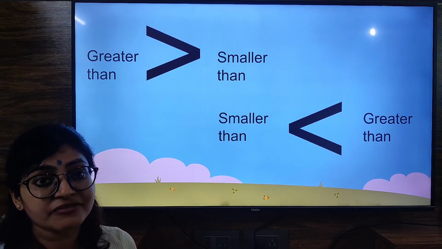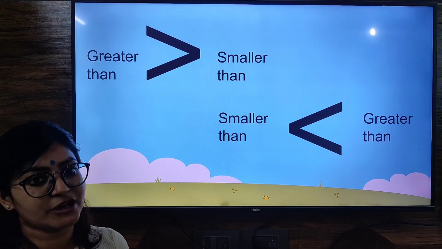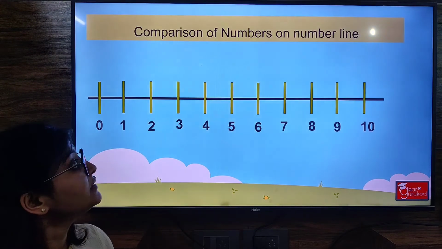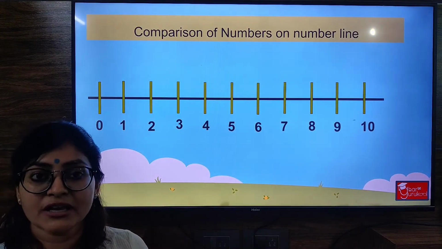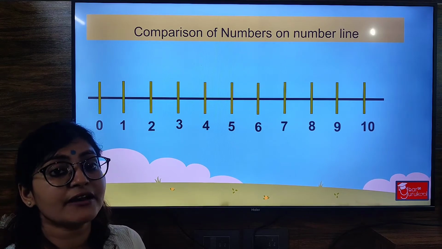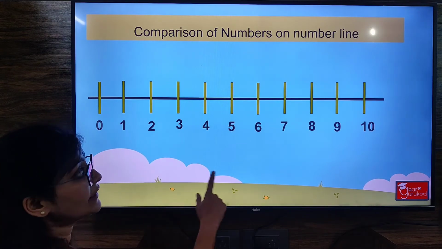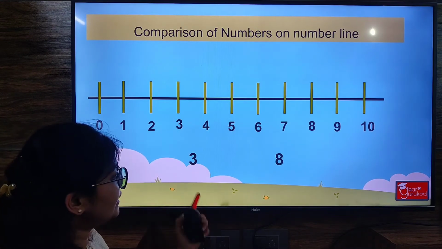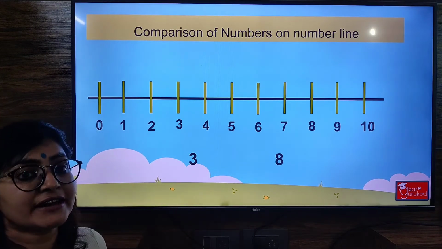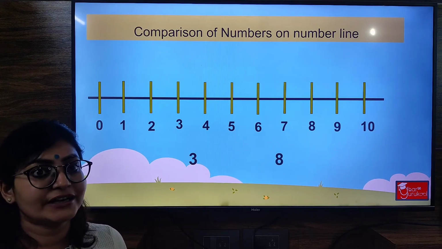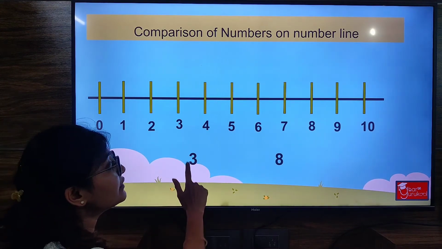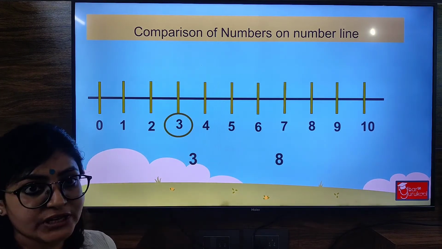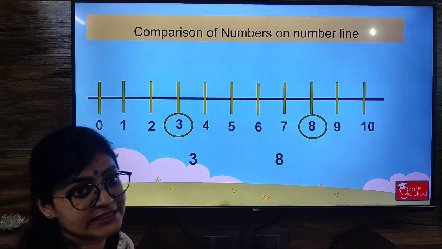Now, how to identify which number is greater or which number is smaller? So for that, first I have this number line here. If we have to compare two numbers on a number line, how do we do that? I have two numbers here, 3 and 8. Whenever we have to compare two numbers on a number line, first of all we will circle those numbers on the number line. So first I have circled 3 here and then 8 here.